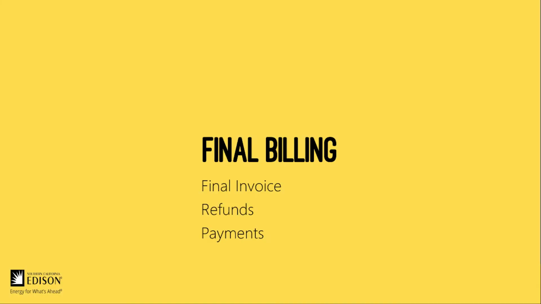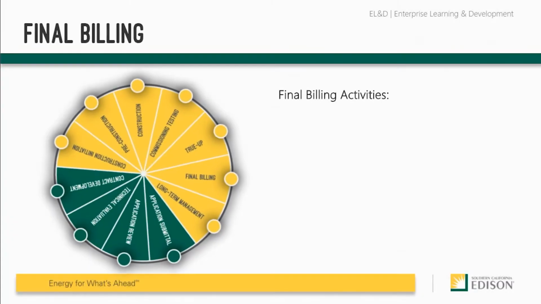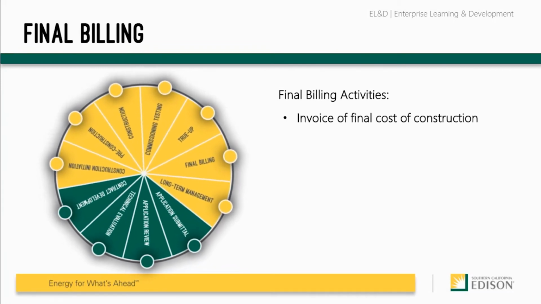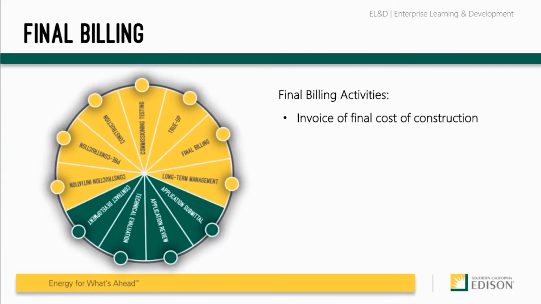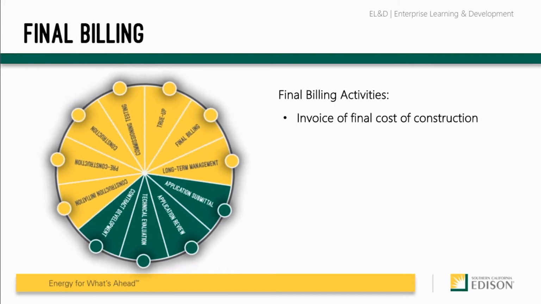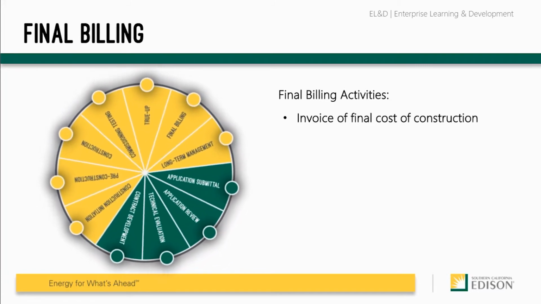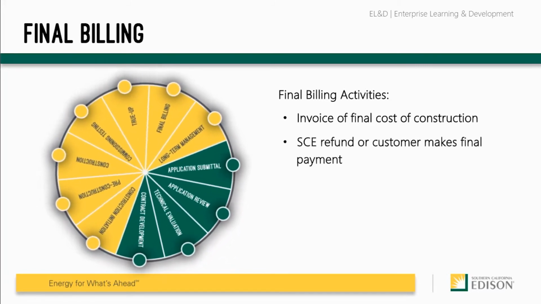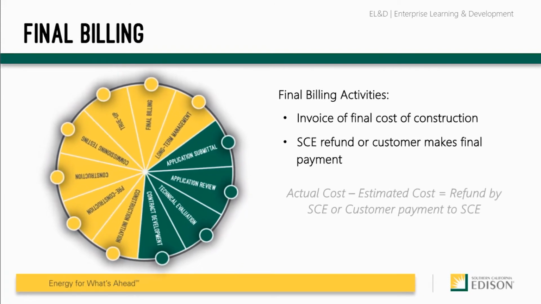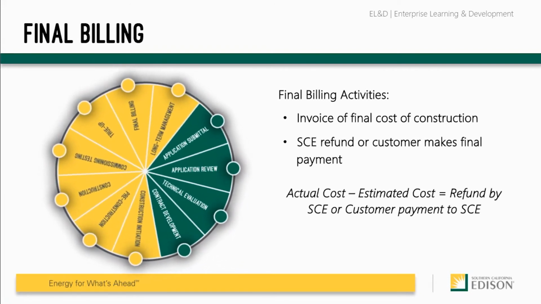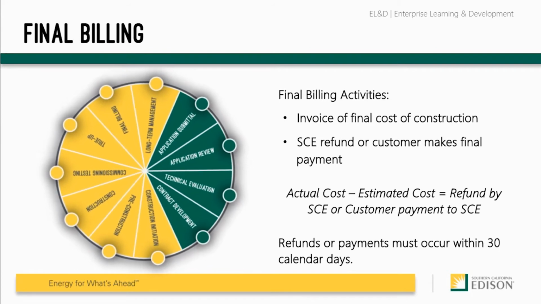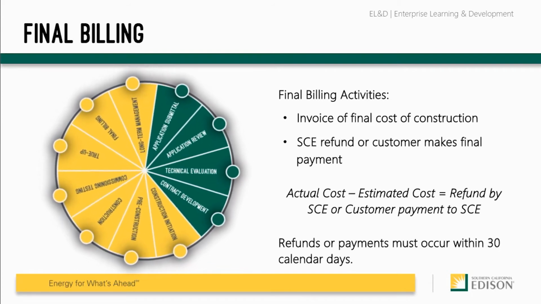Final billing. Final billing delivers to you an invoice of the final cost of construction of the interconnection facilities and distribution upgrades. In final billing, either SCE provides a refund or the customer is required to pay the difference between the estimated and actual costs within 30 calendar days of issuance of the final construction invoice.